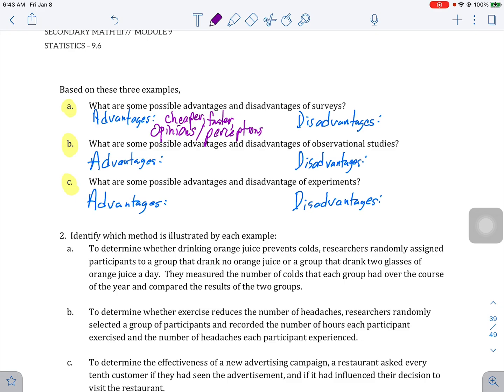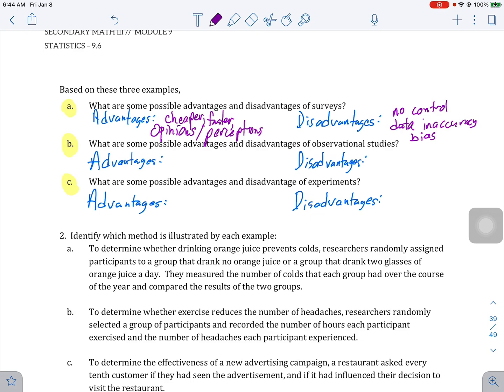Disadvantage of this is there's no control. You may have data that may not be accurate, so data inaccuracy. There's also a bias involved because people who participate in the survey may feel strongly one way or the other.